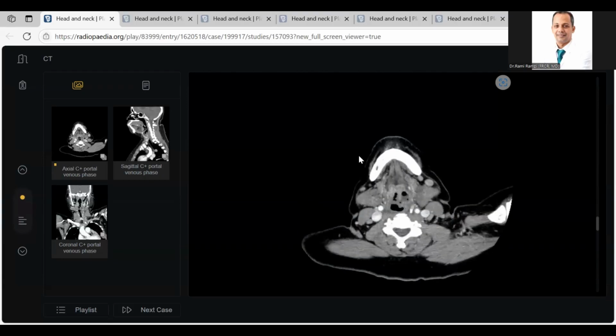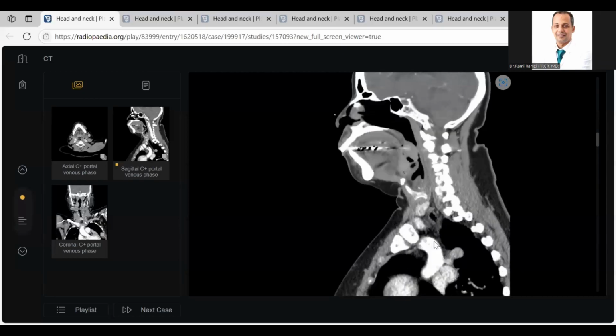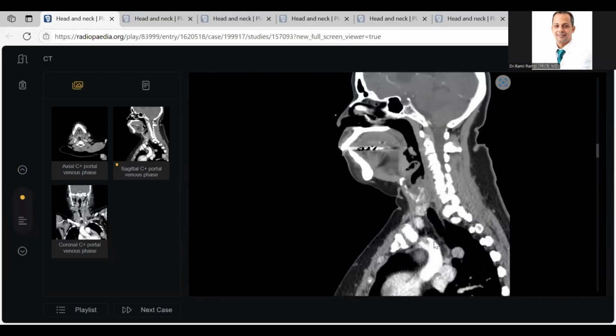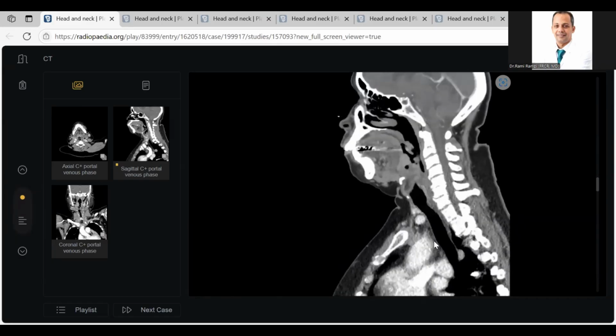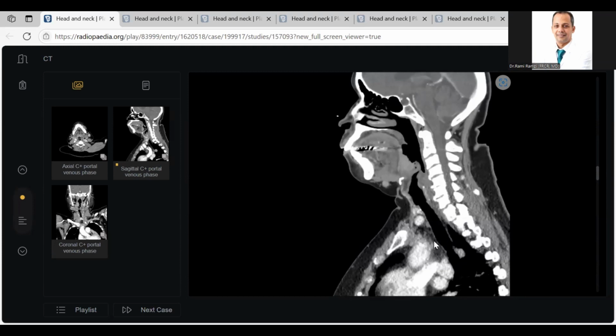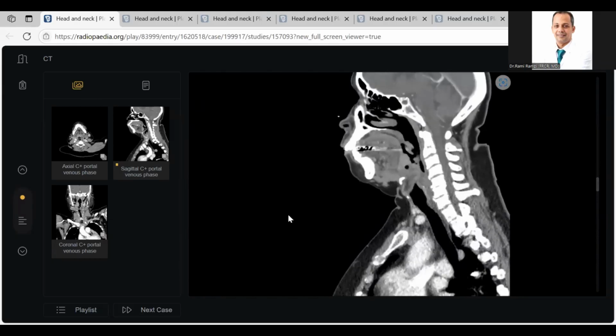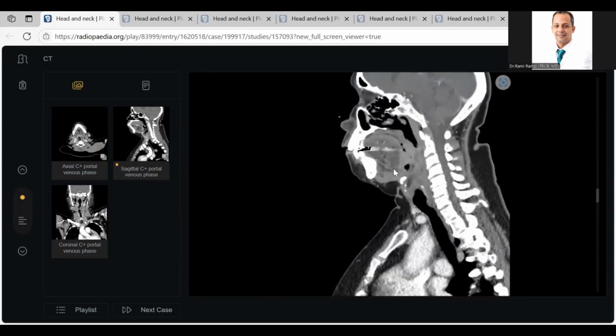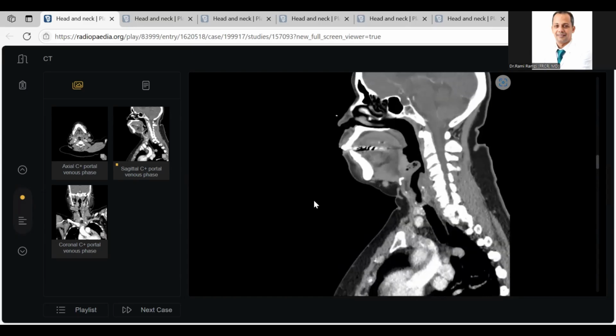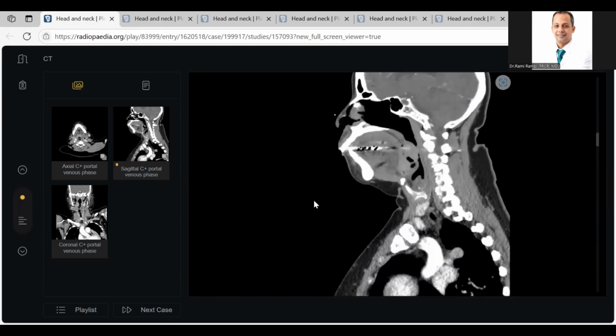What else? What happened here? There is a prevertebral heterogeneous appearing soft tissue density lesion at the base of the tongue, and it is extending inferiorly. Excellent.